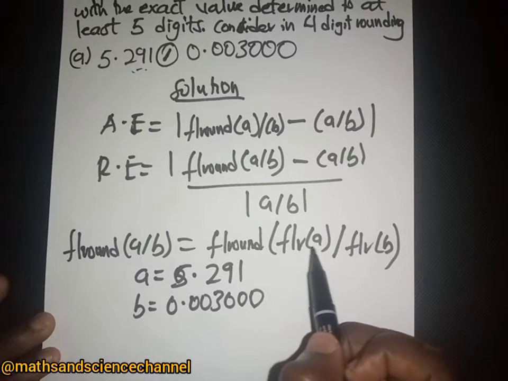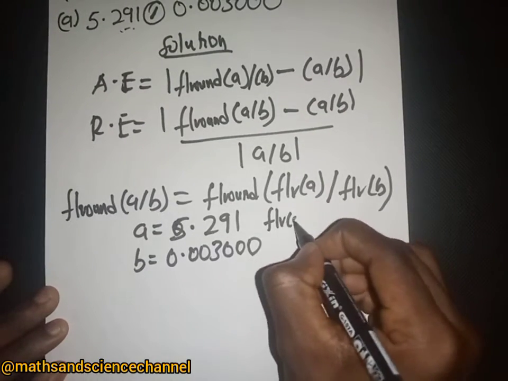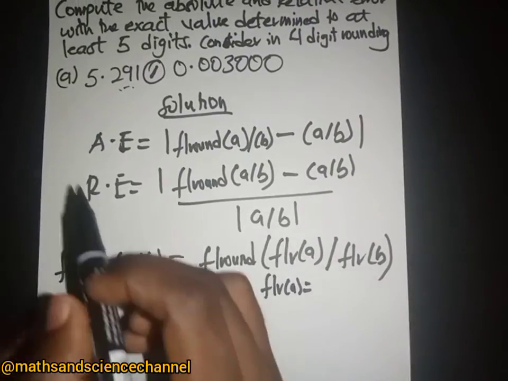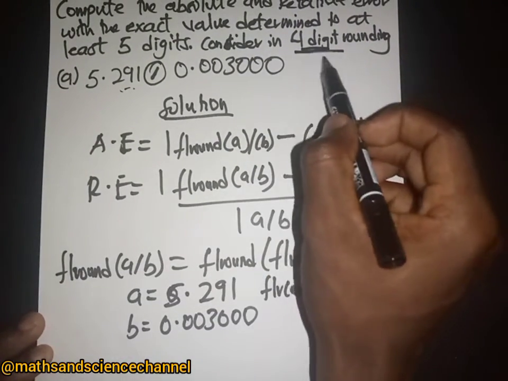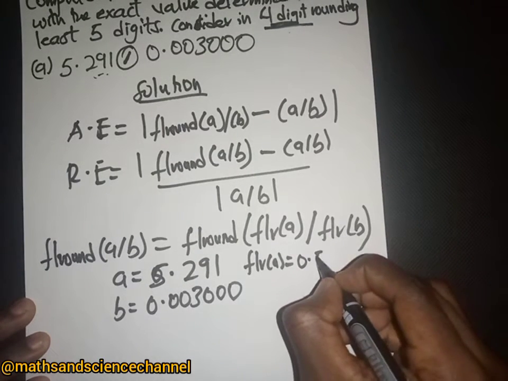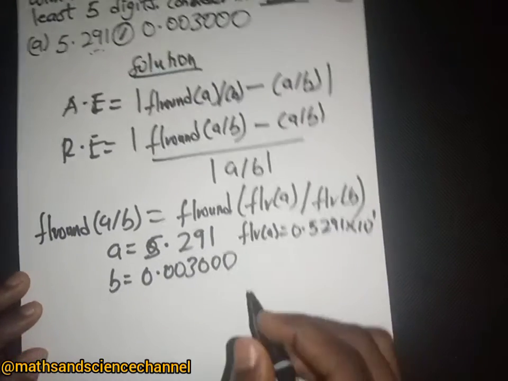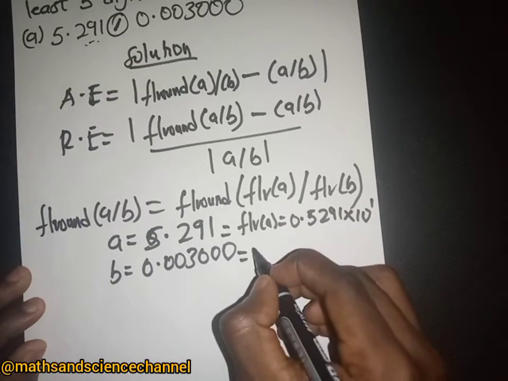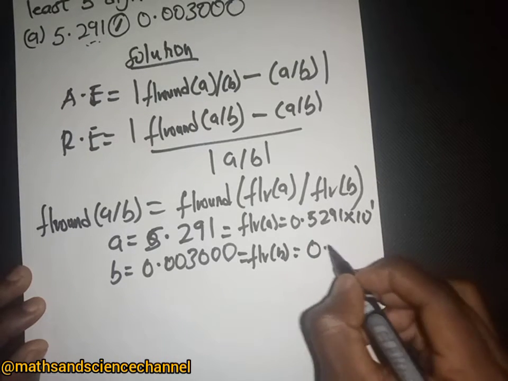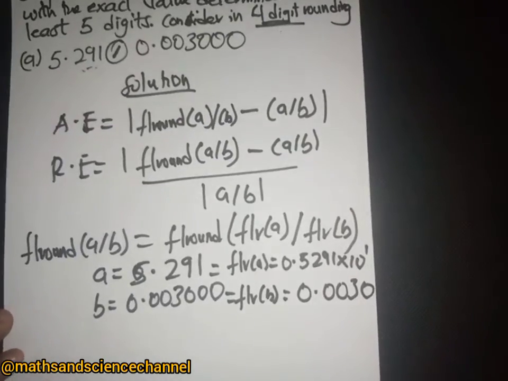Now we have to find the floating round of a. The question says we should round to 4 digits. So 4 digits rounded will be 0.5291 times 10 to the power 1. And the floating round of b is just going to be 0.003 and 0, so that's the 4 digits rounding.